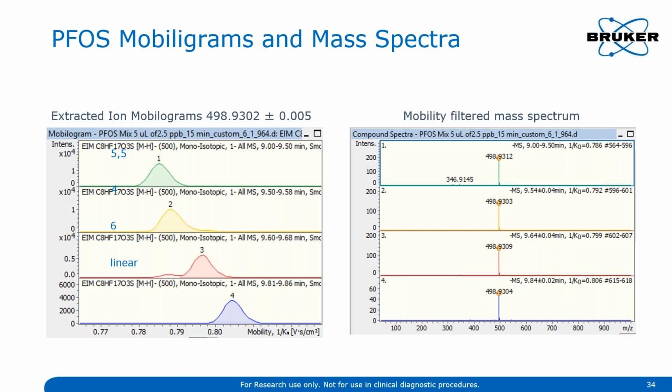We can also extract ion Mobiligrams for these 4 isomers, so we can see them here on the left. Notice how most of them separate from each other, although obviously some of them still overlap, those with very close collisional cross-sections. Further, we can extract mobility-filtered mass spectra that you can see on the right. And what's important here is how clean they come out without any noise or interferences.